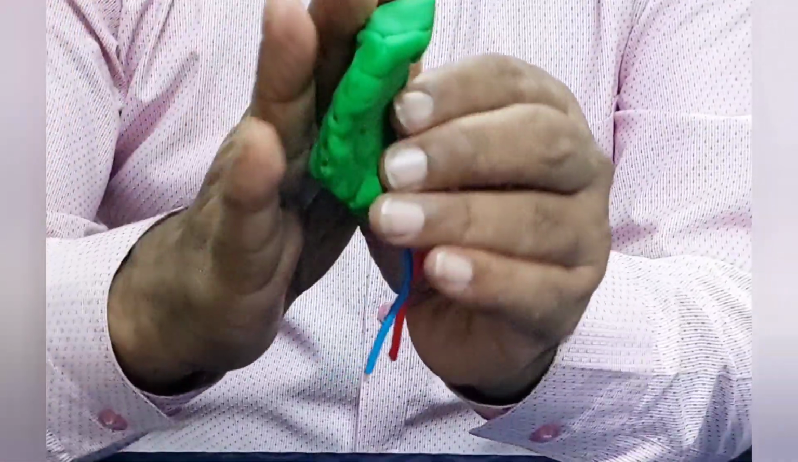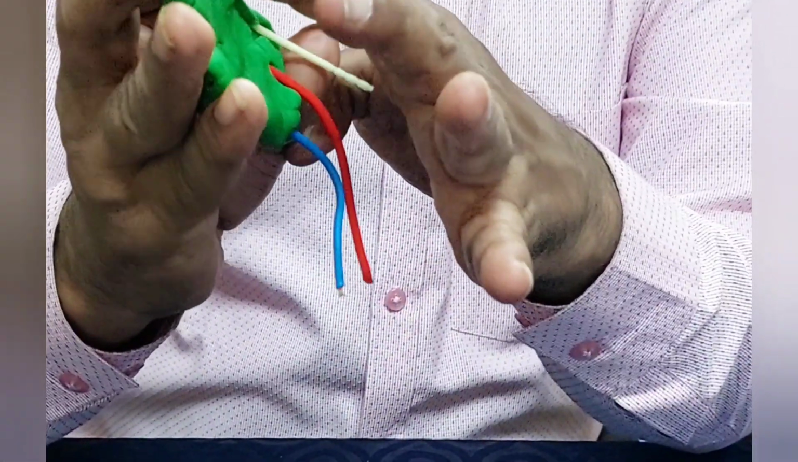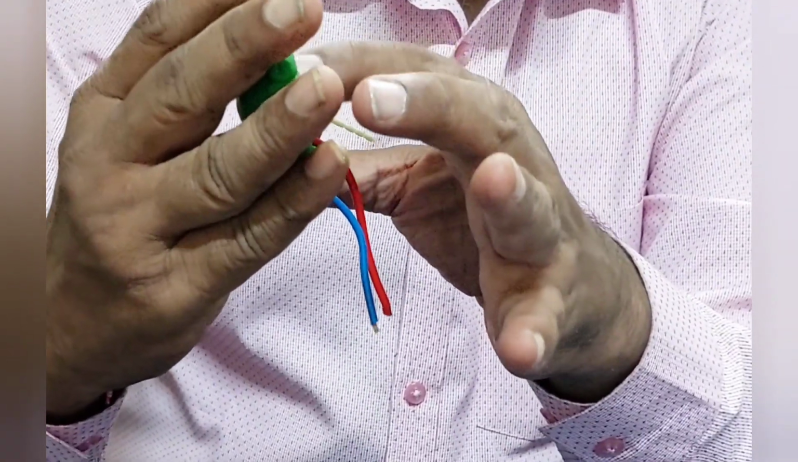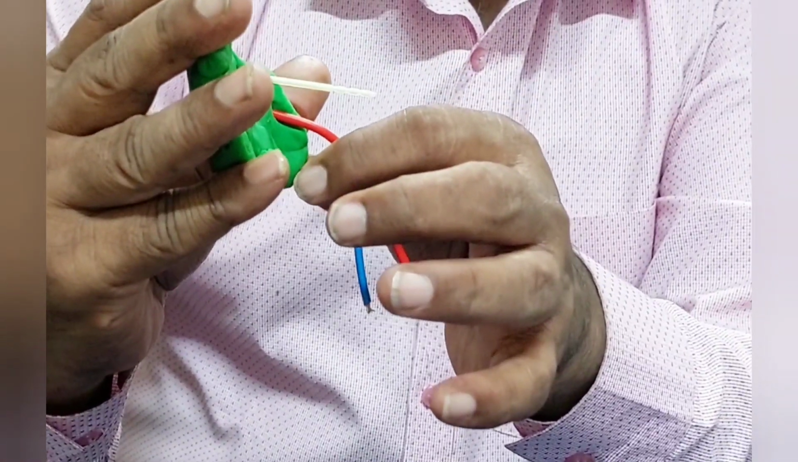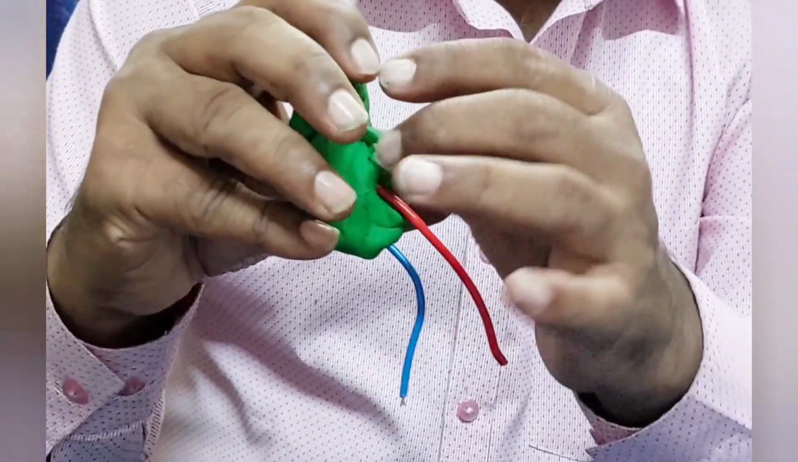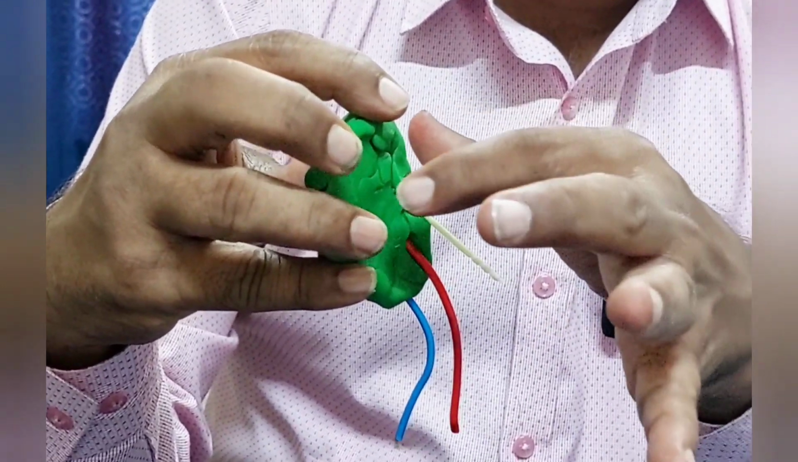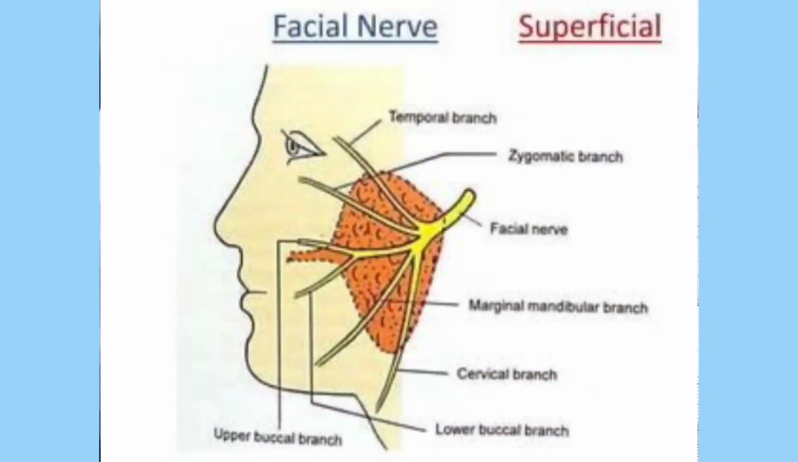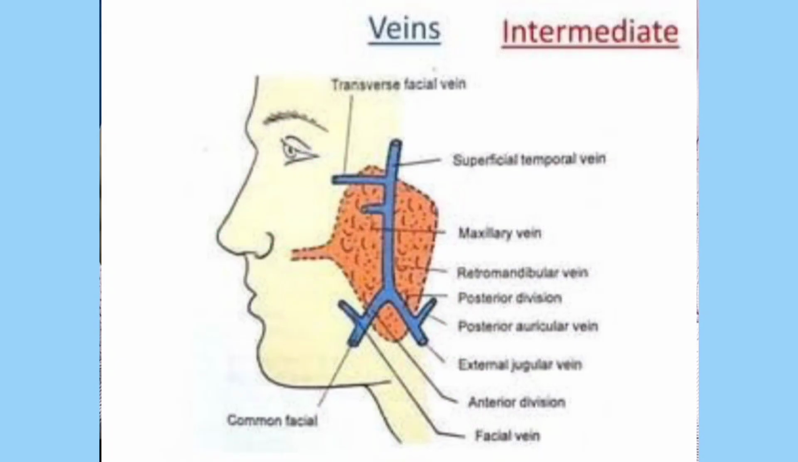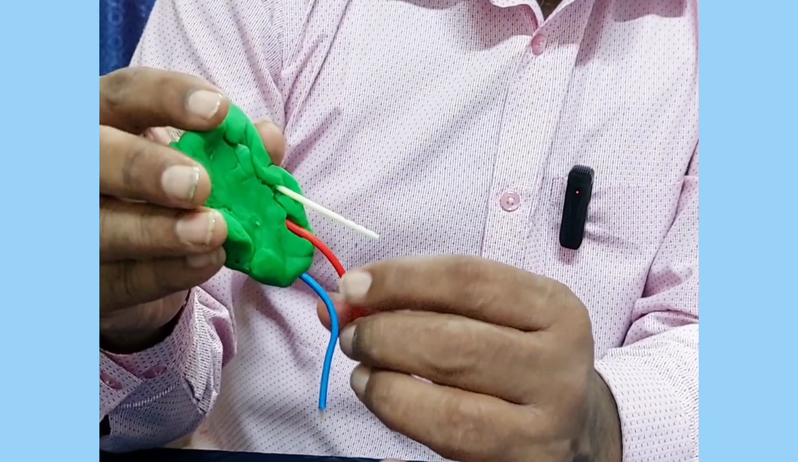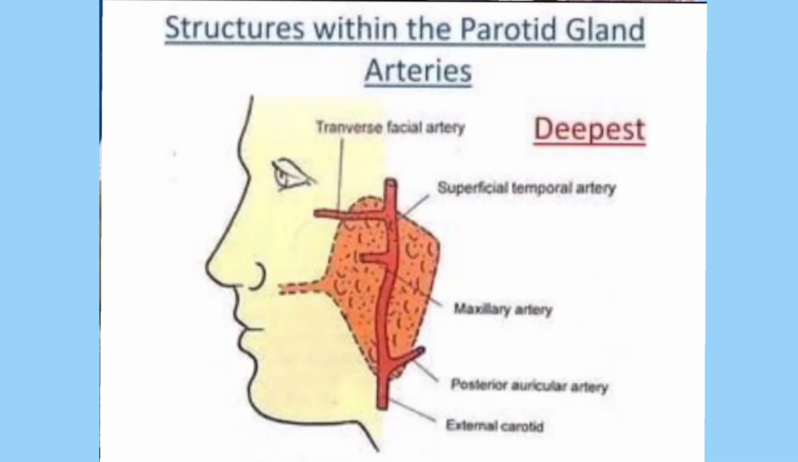Most superficially, you will get the facial nerve and its branches inside the gland, and in the intermediate part, you will get the formation of the retromandibular vein, and in the innermost part, you will get the external carotid artery and its terminal branches. So the three zones inside the parotid gland: the superficial zone with the facial nerve and its branches, the intermediate zone with the retromandibular vein and its formation and termination, and the innermost zone with the external carotid artery and its terminal divisions like the maxillary artery and superficial temporal artery.